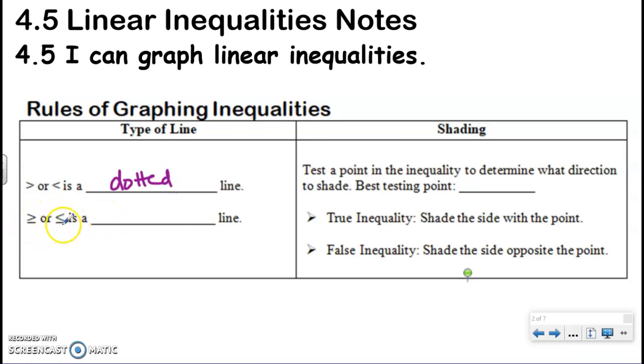And if you have greater than or equal to or less than or equal to, it is going to be a solid line. Then you're going to test a point in the inequality to determine which direction to shade. I typically try to do 0, 0. The only time I can't do 0, 0 is if my line actually goes through 0, 0. If the resulting inequality is true, meaning the alligator is eating the bigger number, then you're going to shade the side of the point, and if it's false, you're going to shade the other side.